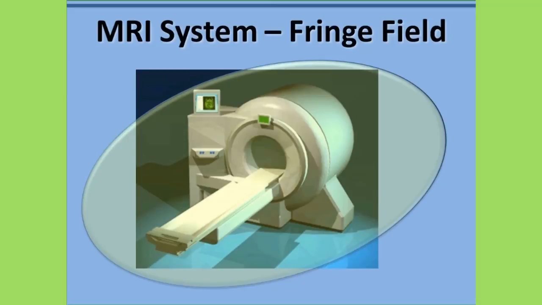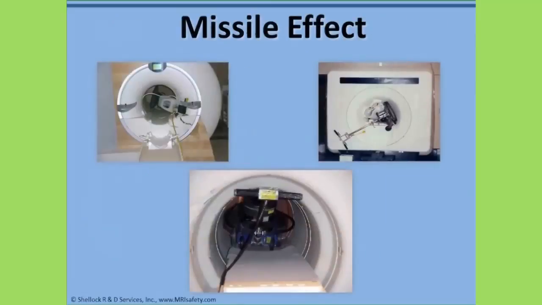Now let's take a look at a few examples of accidents caused by the missile effect that have occurred at various MRI facilities. These particular accidents occurred at different MRI centers when floor cleaning equipment was brought too close to the scanners. Obviously, this type of equipment should never have been allowed into the rooms housing the MRI systems. Besides being dangerous to custodial staff and other individuals, these accidents caused considerable damage to the scanners, which resulted in costly repairs and downtime for the MRI facilities.